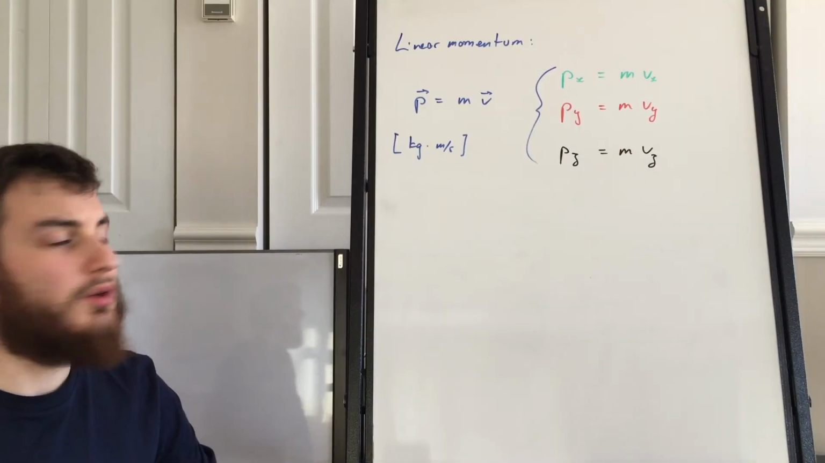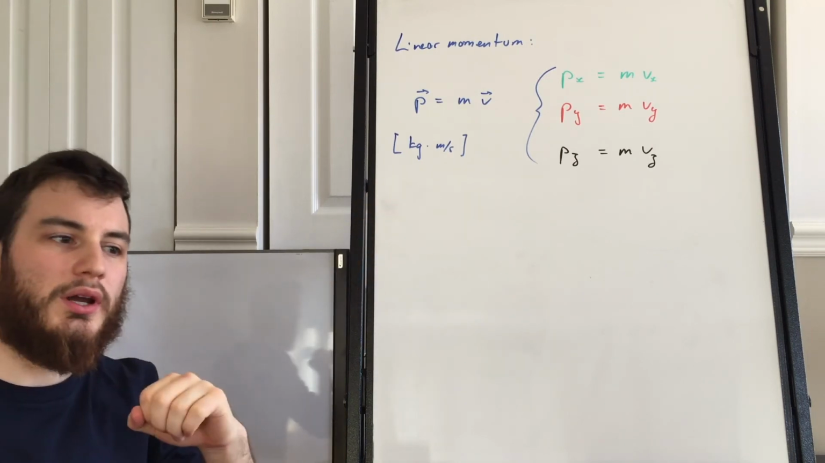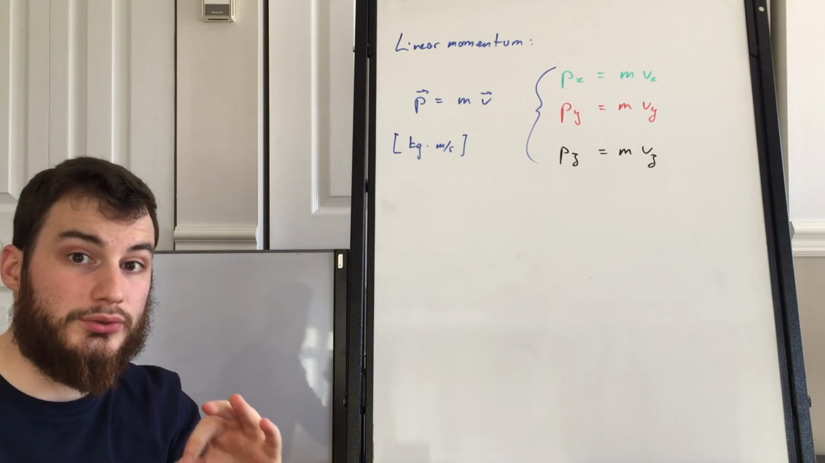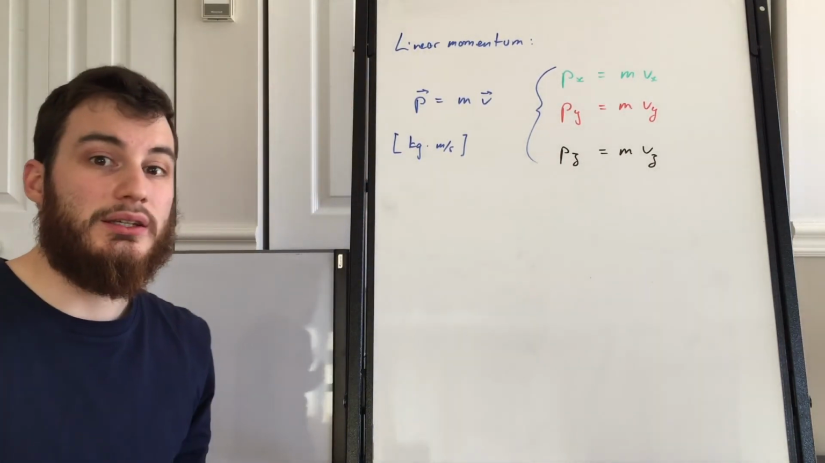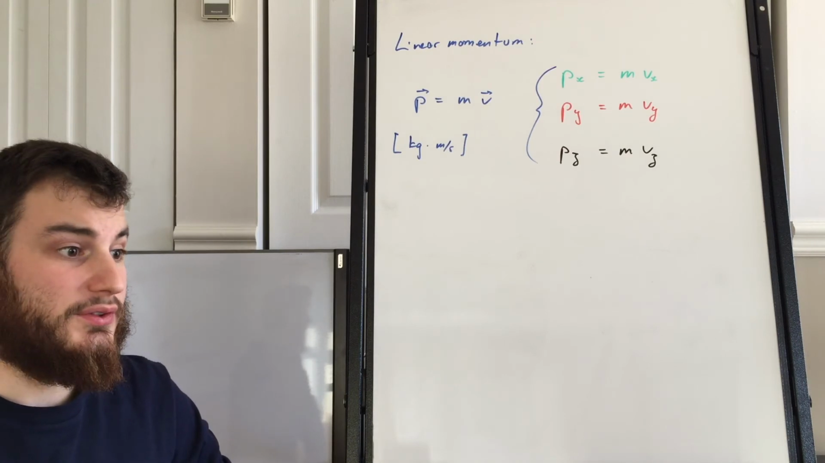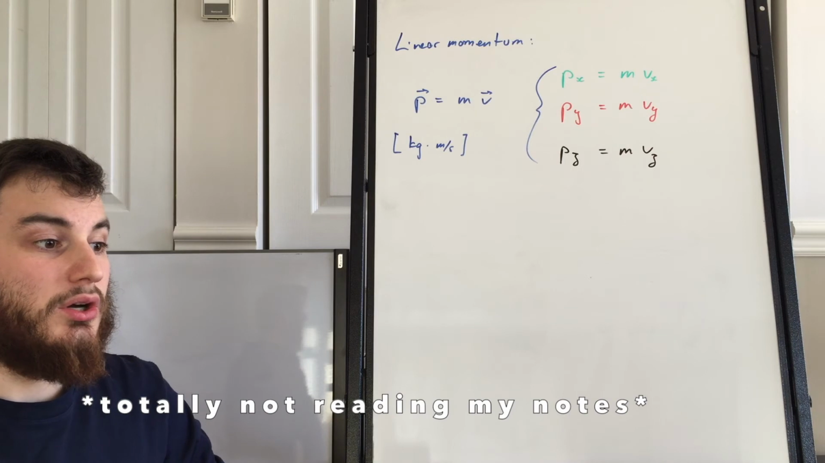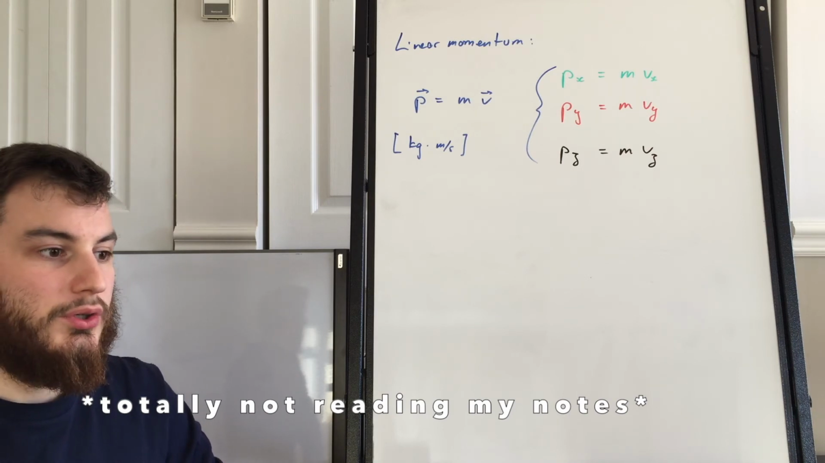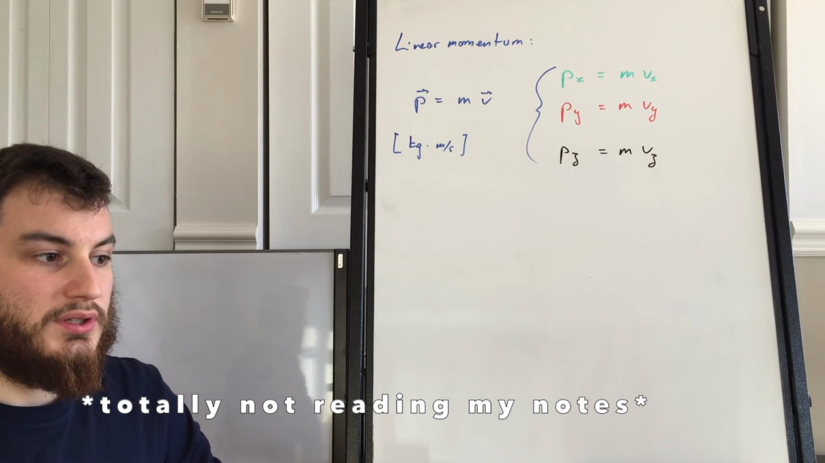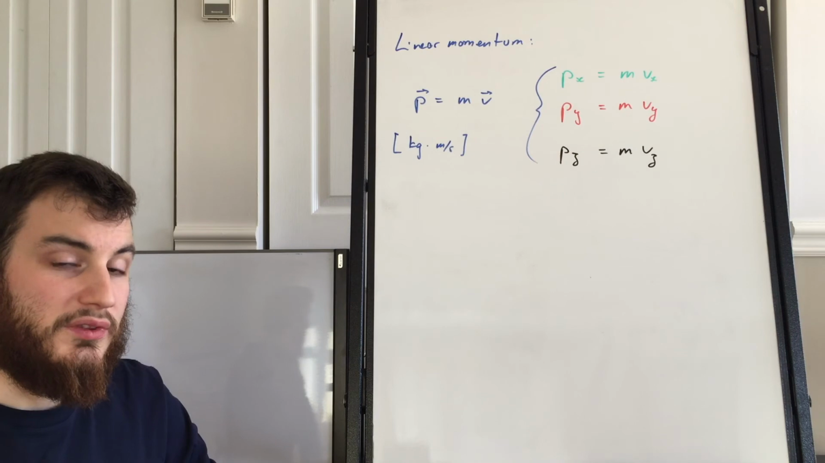So now that we've written down what the linear momentum is, we can rewrite Newton's second law, the real Newton's second law, the way Newton himself formulated it. The original statement of Newton's second law is this: the rate of change of the momentum of an object is directly proportional to the net force applied, and this change takes place in the direction of this net force.